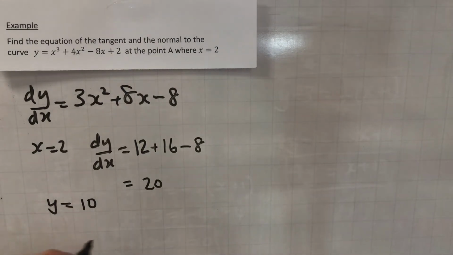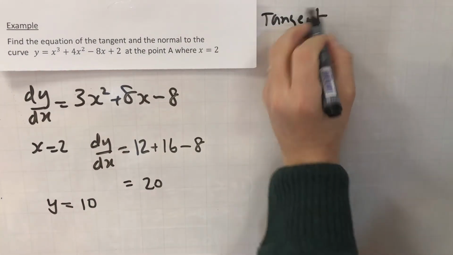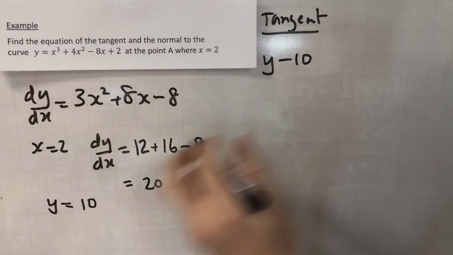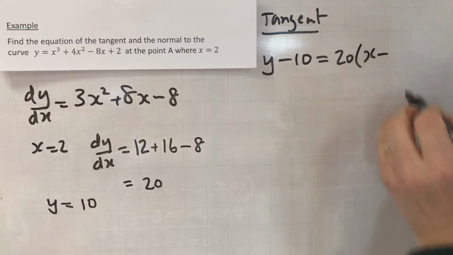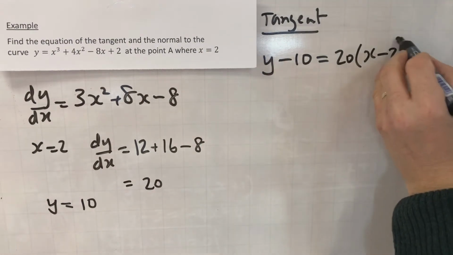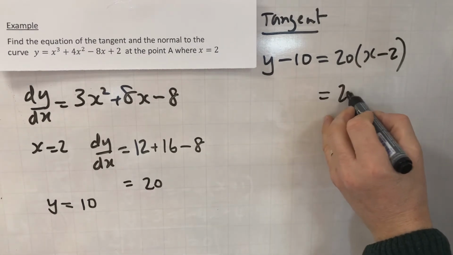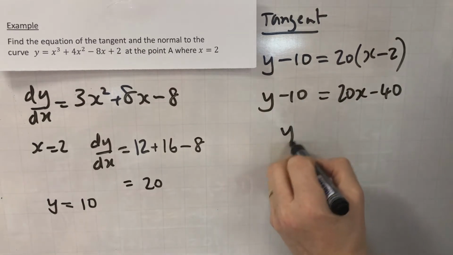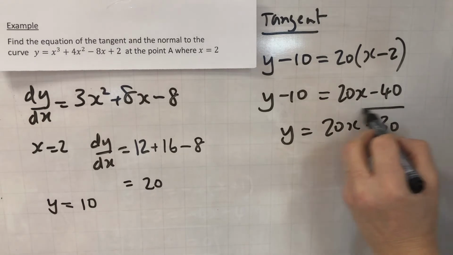So the tangent has equation y minus 10 equals 20 lots of x minus 2. Remove the bracket, take the 10 over, and there is the tangent.